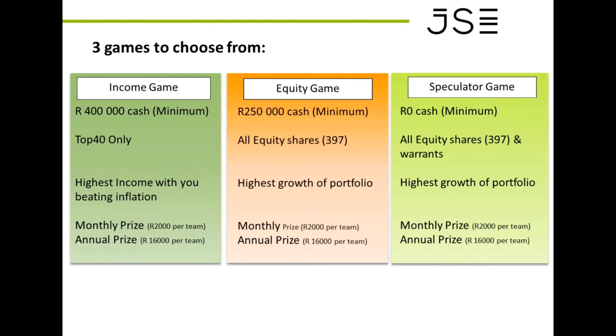In the income game, the objective is to have the highest income after you've beaten inflation, which is set at 3%, which is 30,000 Rand. In the equity game, the highest growth of the portfolio wins. Speculator game, highest growth of the portfolio wins. And then you've got the prize money, 2,000 Rand per team for the monthly and 16,000 Rand per team for the annual prizes.